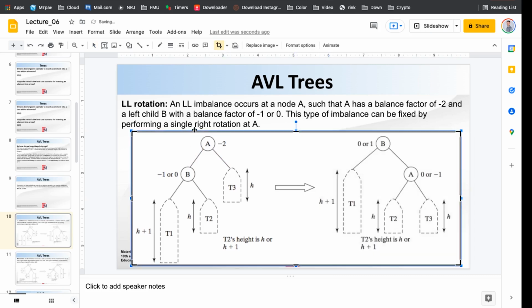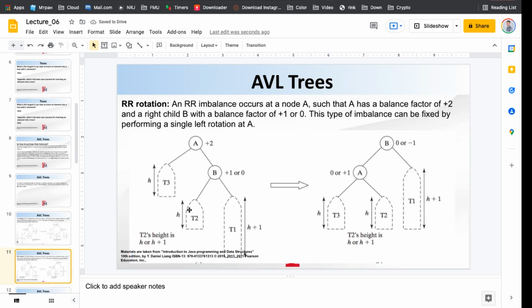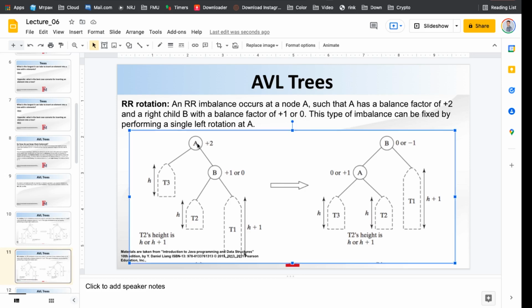Okay, moving on. Same thing, but in the opposite direction, RR. So again, I'm looking at this tree. I'm looking at the node which is not balanced. One step to the right, one step to the right. This guy sticks out. This guy is giving us problems. So we need to rotate it. Basically, we're going to do the same thing, but in the opposite direction.